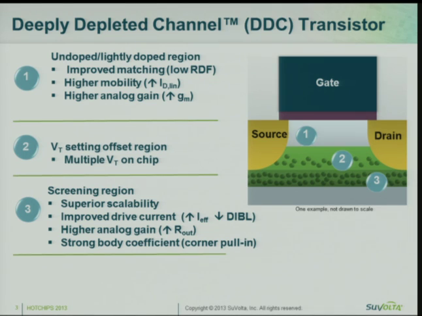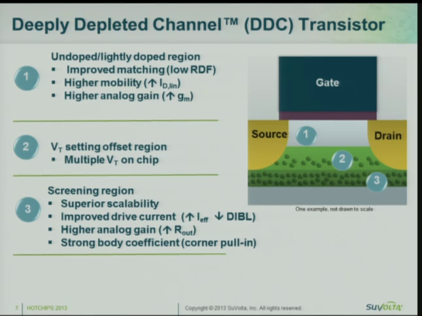It also improves channel mobility, because one of the things that hurts mobility in the channel is the dopant sitting in the silicon lattice. As the electrons move from source to drain, they collide with the dopants and they slow down. You can get up to a 30% improvement in mobility by removing the dopants.